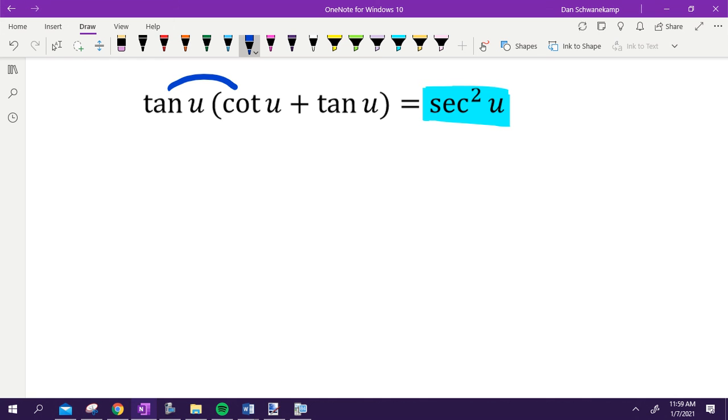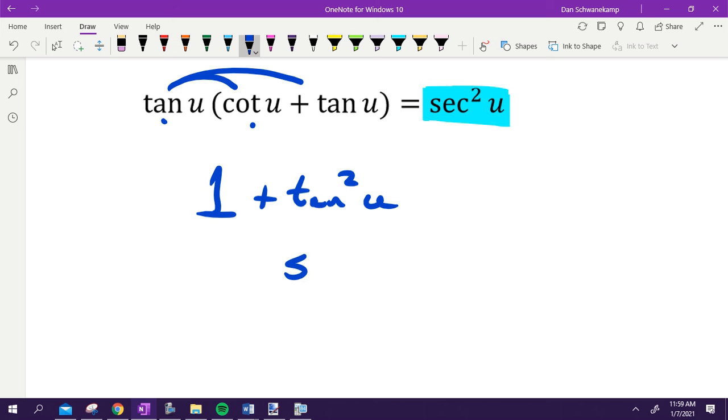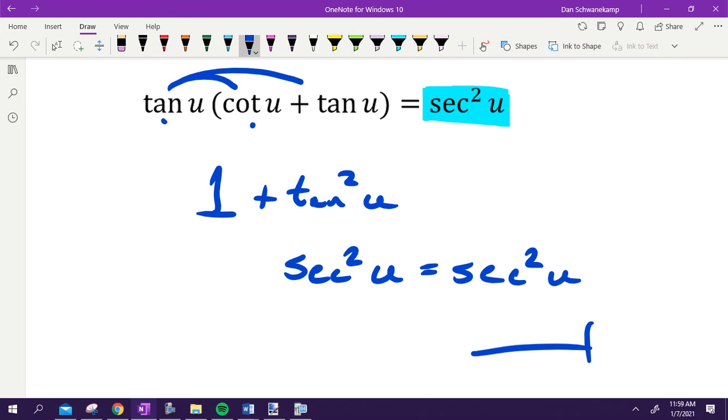Okay, so Henry said if I distribute this guy, I'm going to get tangent times cotangent. What is tangent times cotangent going to get me? 1, they're reciprocals. And then tangent times tangent is tangent squared. 1 plus tangent squared. That is a Pythagorean identity. 1 plus tangent squared is secant squared. Boom, they're equal. Done.